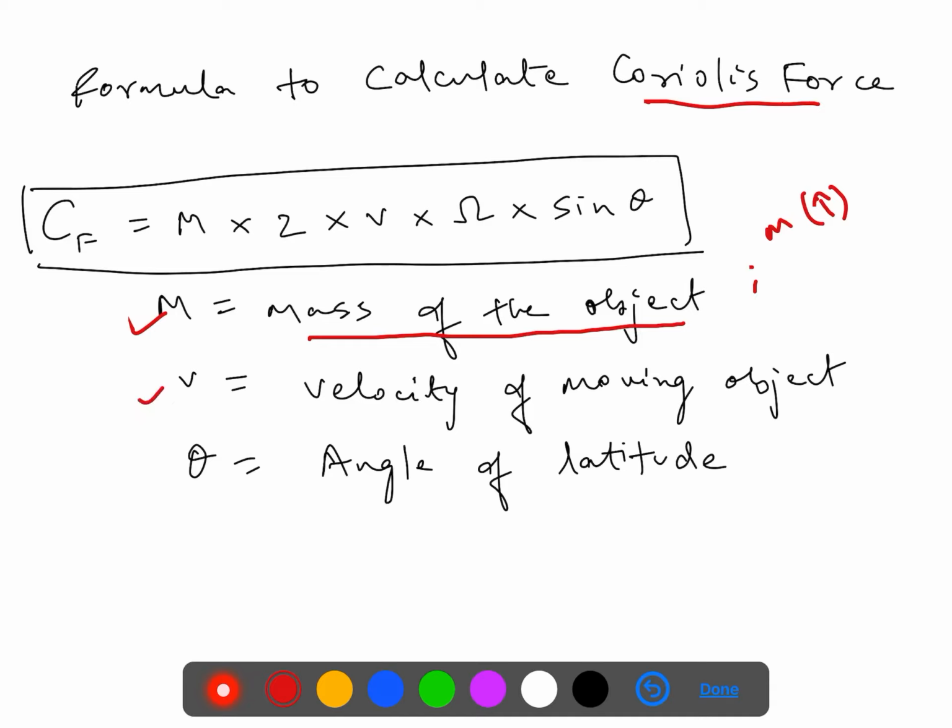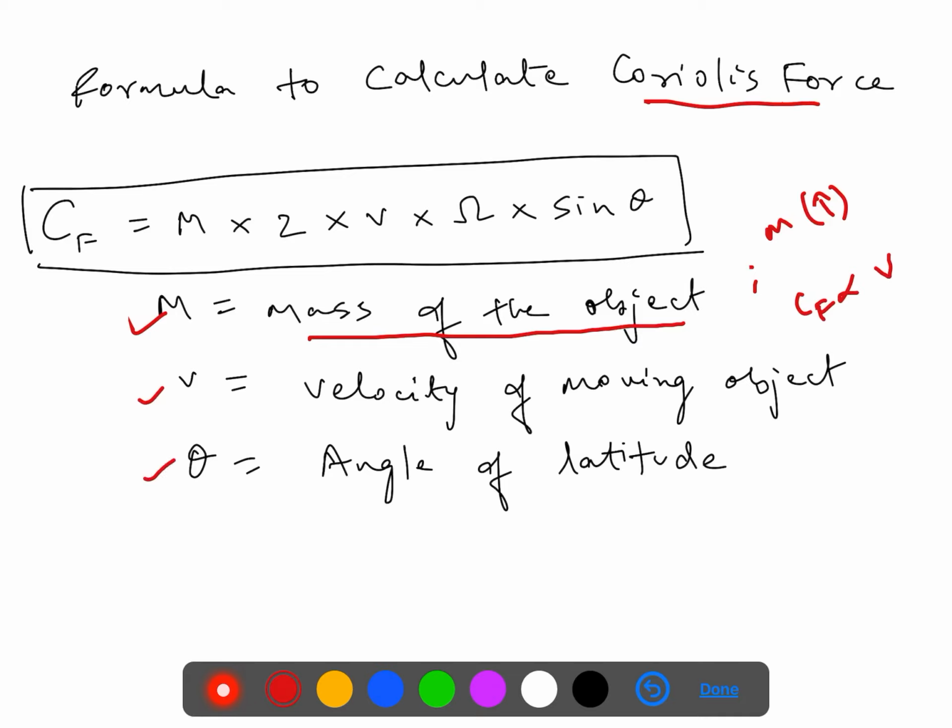The second factor is the velocity of the moving object. The stronger the velocity, the greater the Coriolis effect, because the Coriolis effect is directly proportional to the velocity of the moving object. That's why rockets or space launch vehicles, which move at very great speed, have the highest Coriolis effect. And theta is the angle of latitude.